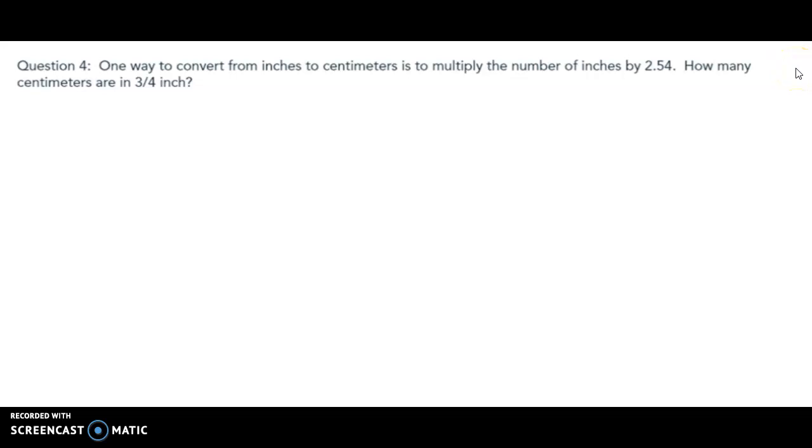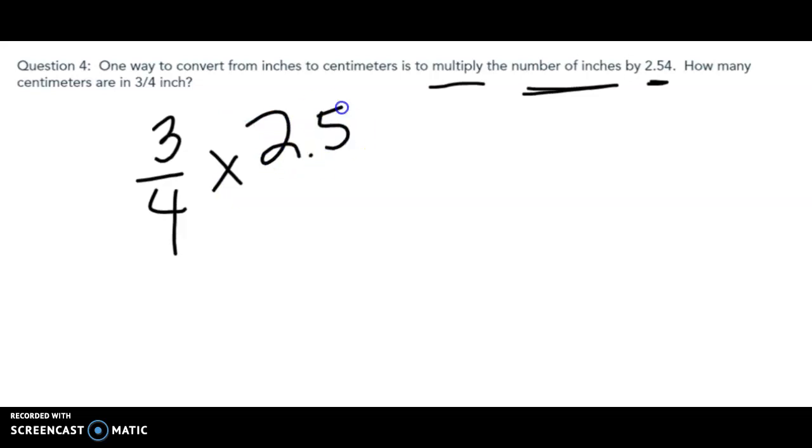Okay, so one way to convert from inches to centimeters is to multiply the number of inches by 2 and 54 hundredths. How many centimeters are in 3/4 inch? Well, let's look. We're going to multiply the number of inches by 2 and 54 hundredths. How many inches do we have? We have 3/4 inches, and we're going to multiply that by 2 and 54 hundredths.